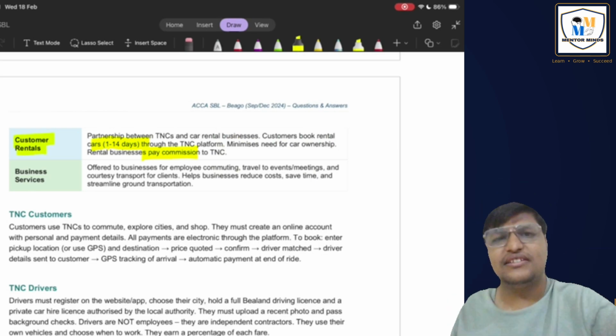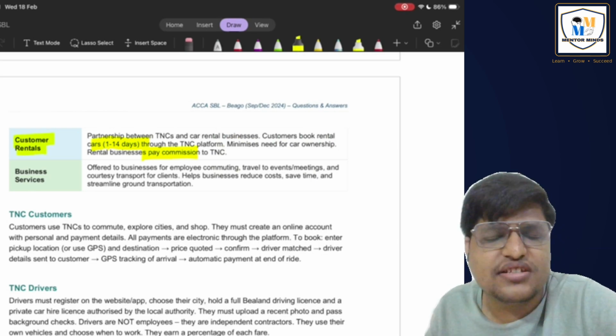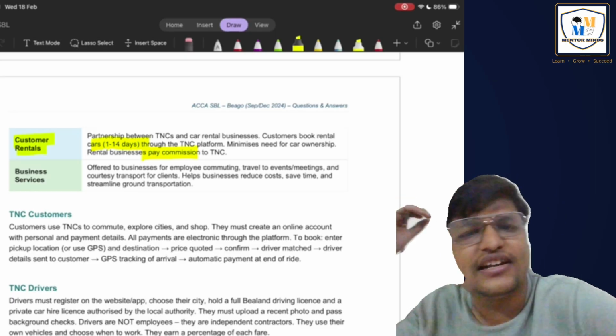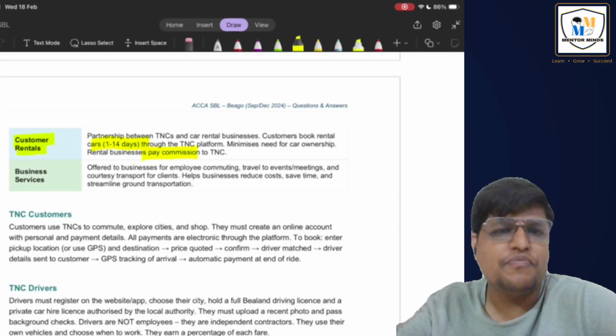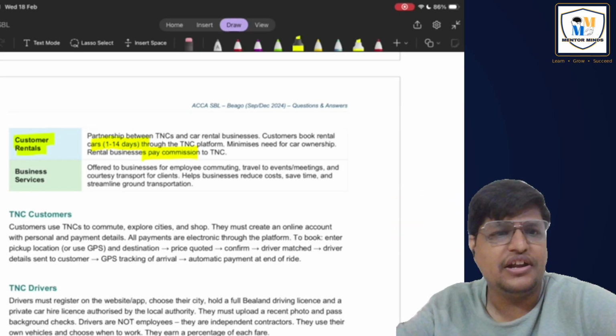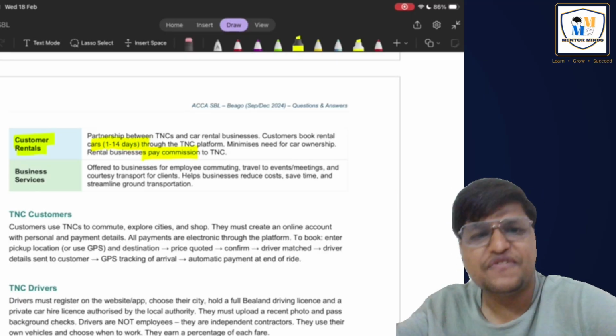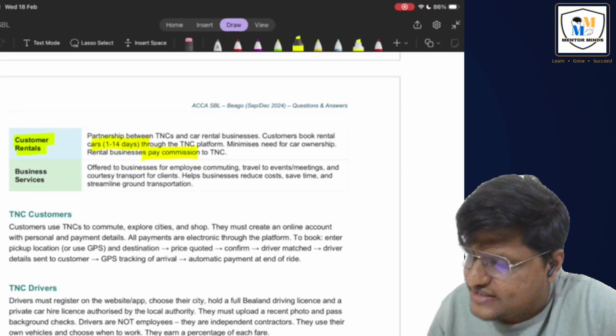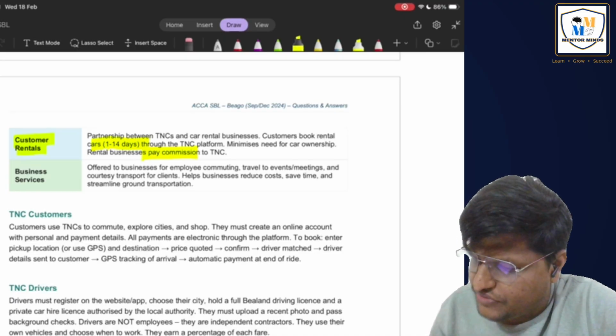And then there is business services. Now the businesses also need travel services. Like if the directors want to travel for meetings, if the employees want to travel from home to company or from company to factory, or sometimes we need transportation for clients. So the last service that we provide is business services.